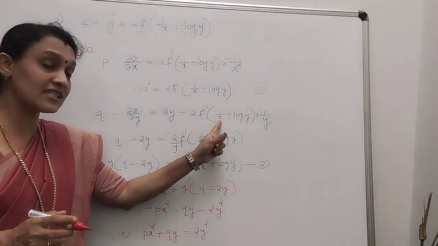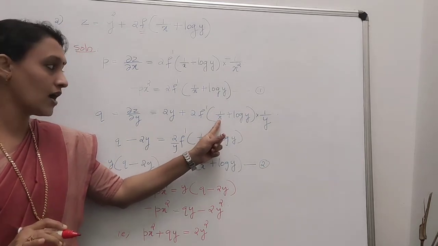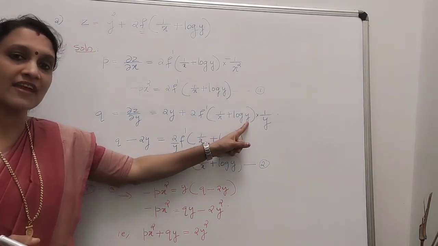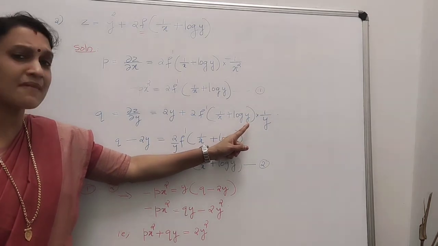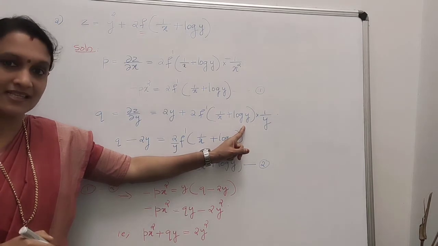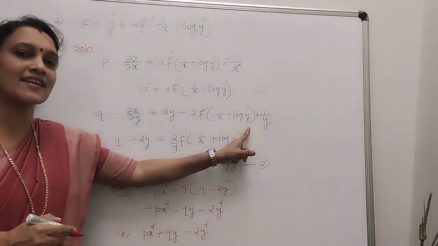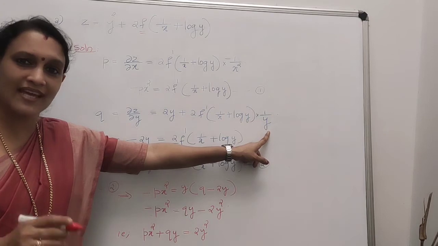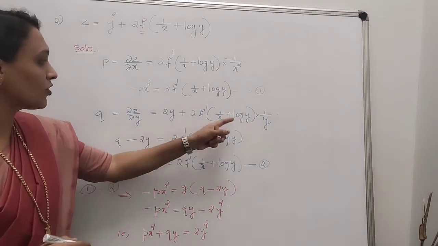Okay, the derivative of 1 by x is 0. And log y, whose derivative with respect to y: just imagine if it is log x, what will be the derivative? It is 1 by x, right? So similarly, the derivative of log y is 1 by y. Okay, is it clear? Now you simplify.